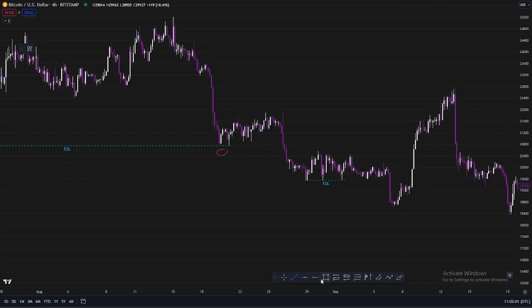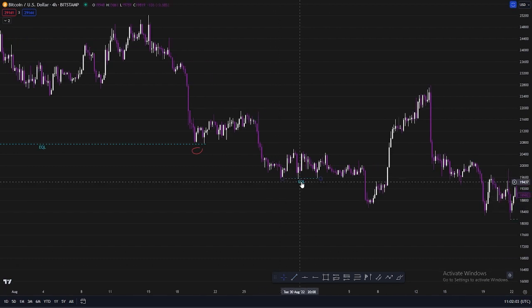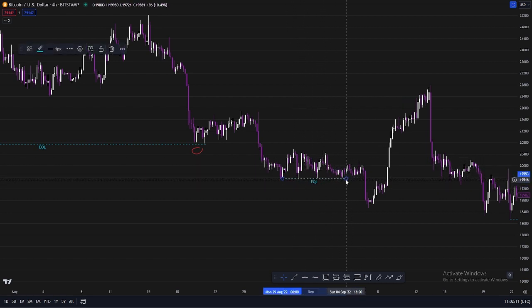On a lower time frame, we have the same exact concept right here. Equal lows being built up here. So every time people are getting longs, and before you know, you might even include this level. There's even more longs under here.